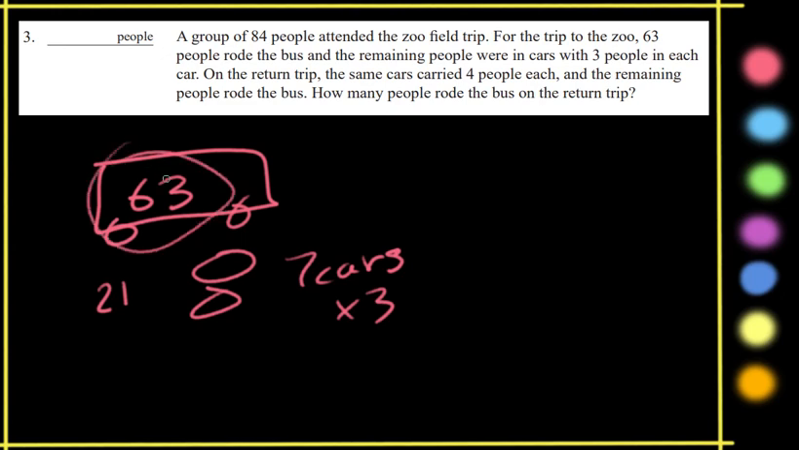Okay, well, there were 63, and now we just take 7 away from that, right? So that'll give us 56 people on the bus on the way back. So that's the answer to that one. It's just 56. That one was not too bad.